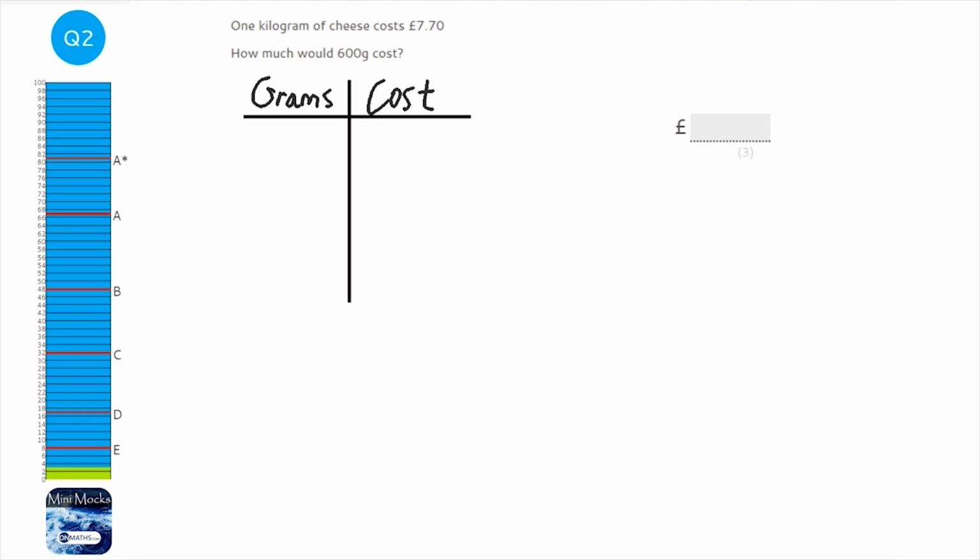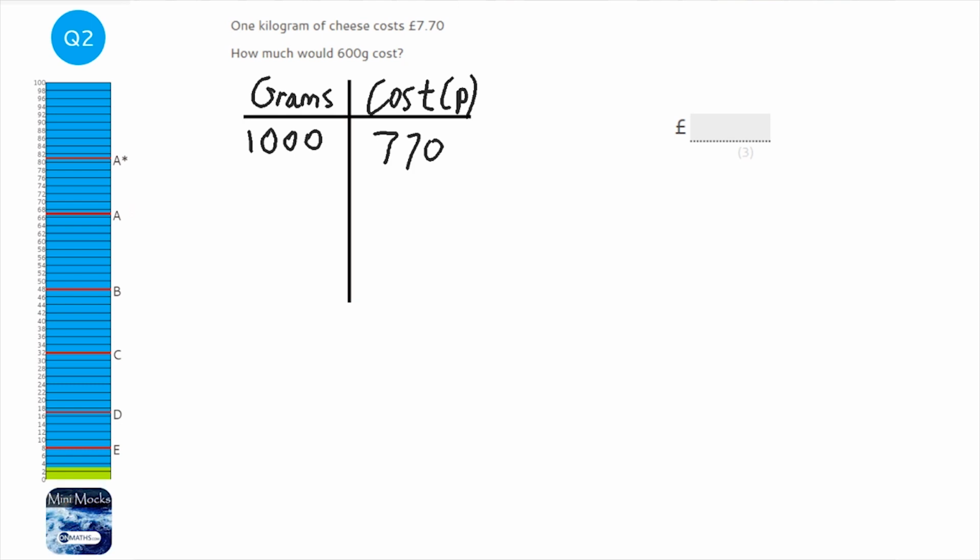£7.70. So I'm going to first of all convert that £7.70 into pence, so it's a lot easier to work with. I'm going to say cost in pence. Okay, and instead of 1 kilogram, I'm going to say 1,000 grams. Kilo is always 1,000, so kilometers is 1,000 meters, kiloliters, 1,000 liters, etc.